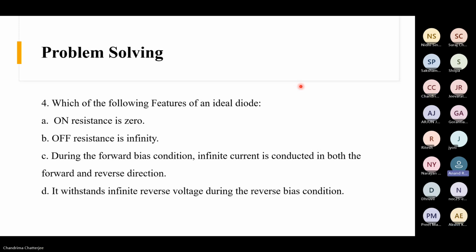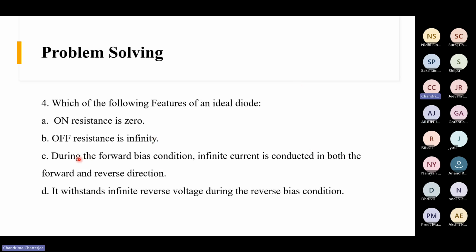ABD, madam. Right. So A says on resistance is 0. Obviously for an ideal diode, on resistance will be 0. And B says off resistance is infinity. That is also right. As off resistance is infinity, it will not carry any current and it can block any amount of voltage.